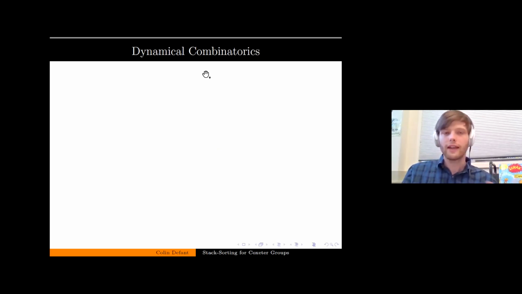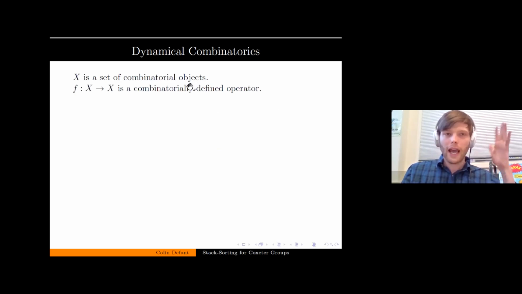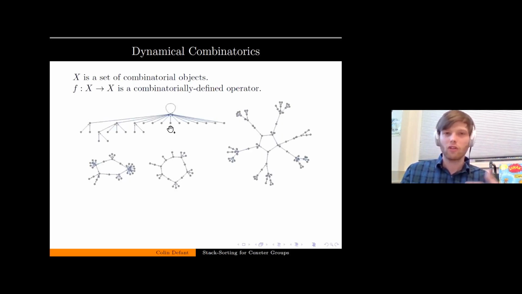So when I think of dynamical combinatorics, what I have in mind is there's some set X of combinatorial objects, and we have some function f from X to itself, defined in some kind of combinatorial manner. Our goal is to understand the dynamics of this map f. What I really mean is we can draw this diagram of f. This is some directed graph where the vertices are the elements of X, and for every vertex, you just draw an arrow from that vertex to its image under the map f. This is what I'll call the diagram of the map f.